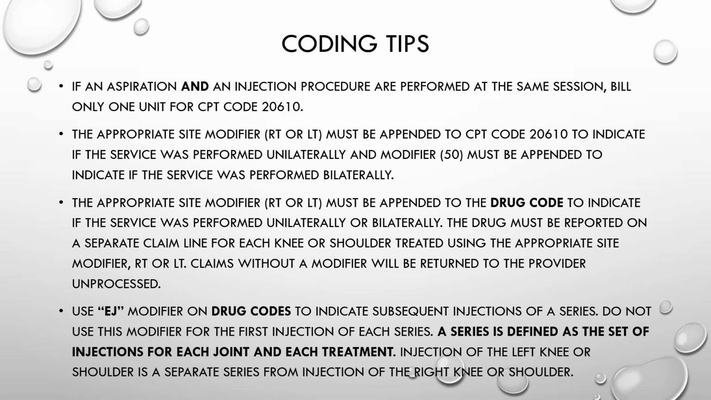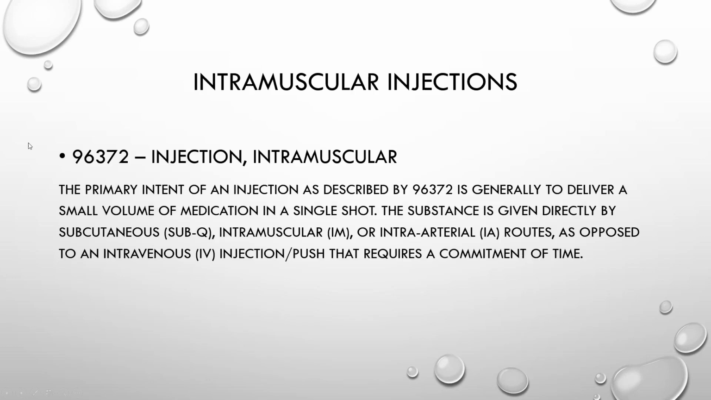And then also remember the EJ modifier on drug codes to indicate subsequent injections of a series. Don't use this modifier for the first injection of each series, and a series is defined as the set of injections for each joint and each treatment. The injection of the left knee or shoulder is a separate series from the injection of the right knee or shoulder. So just to be aware of that, using that EJ modifier, and the modifier is put on the drug codes. So what that means is it's put on the J codes, not on the procedure code.